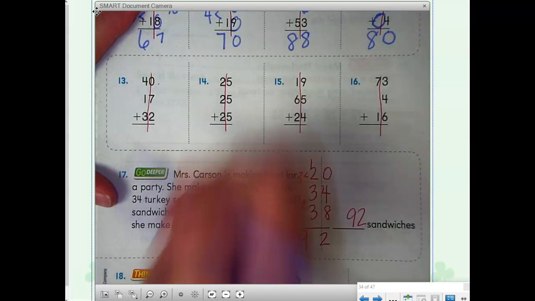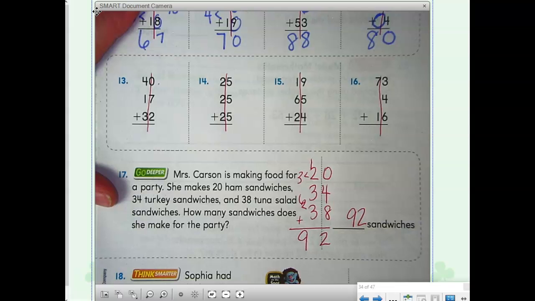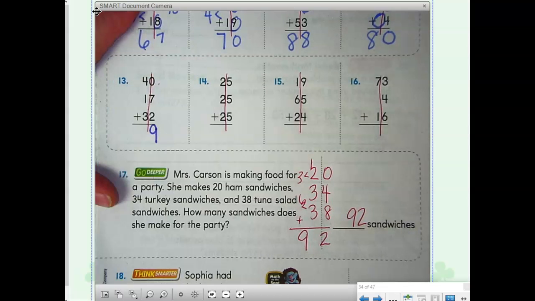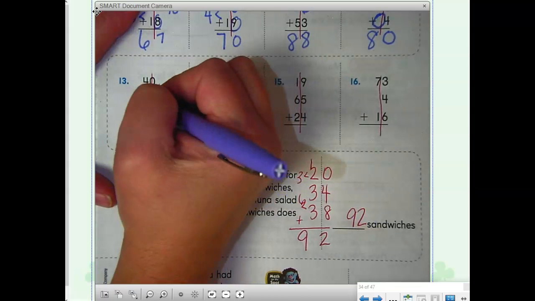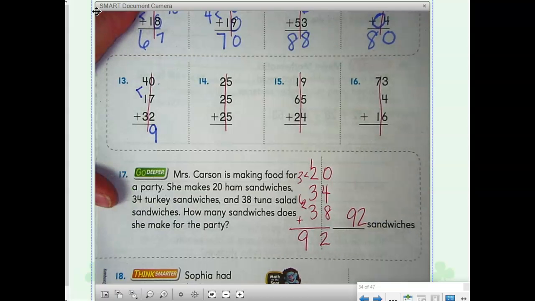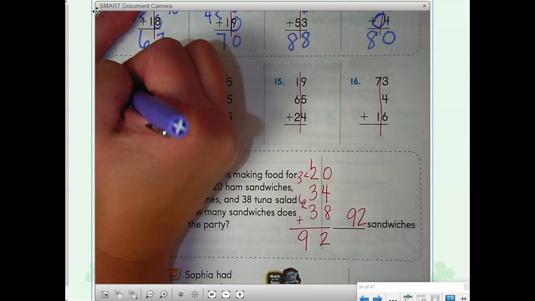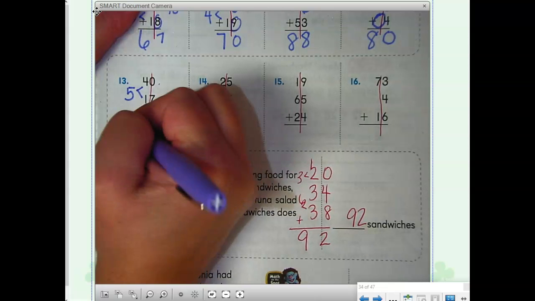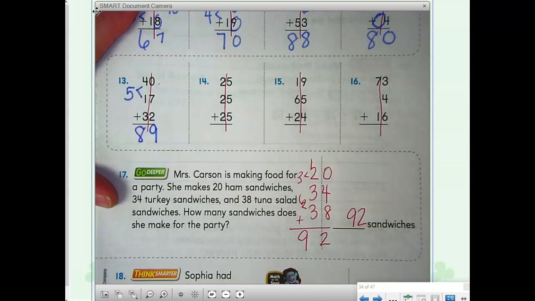So what's 7 plus 2? 9. Do we regroup? No, we do not. We have to have 2 digits to regroup. All right, now on this side, 4 plus 1 equals 5. 5 plus 3 more, 8. My answer is 89.